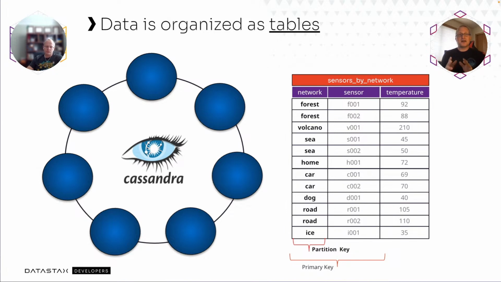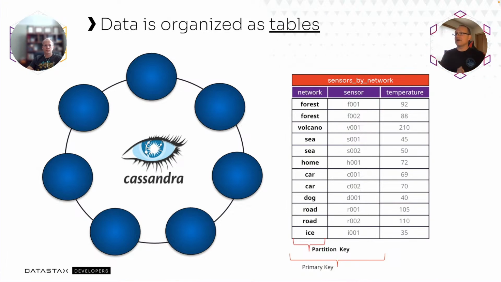Now, when it comes to that table structure, it's important to keep in mind how those tables are keyed, because that determines two things. A, where in the cluster those rows are stored, and B, the order in which that data is going to come back when you query those partitions.